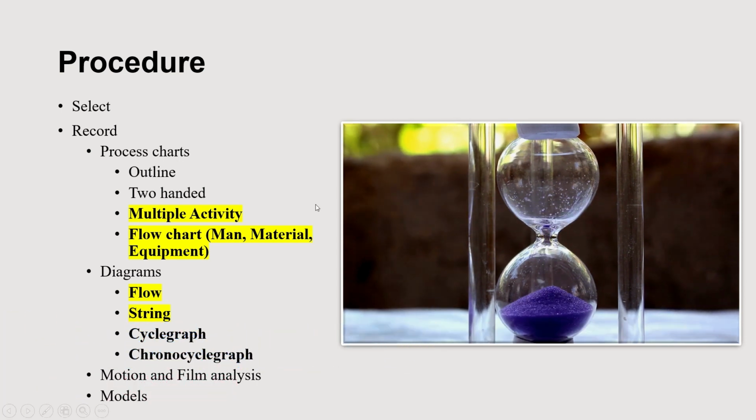So in today's video, we are going to understand multiple activity process charts and flow charts, which are man, material, and equipment. Then we are going to understand diagrams, in diagrams, flow diagrams, string diagrams, and so on.